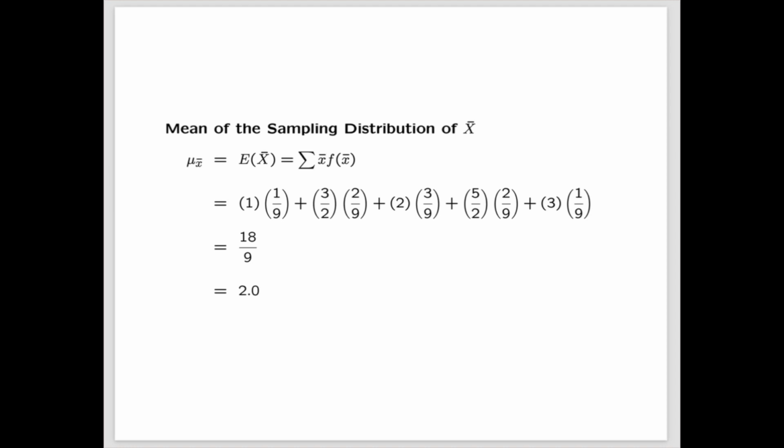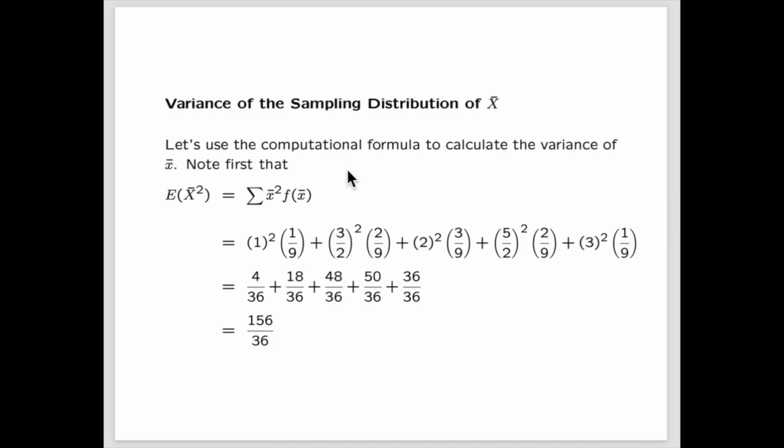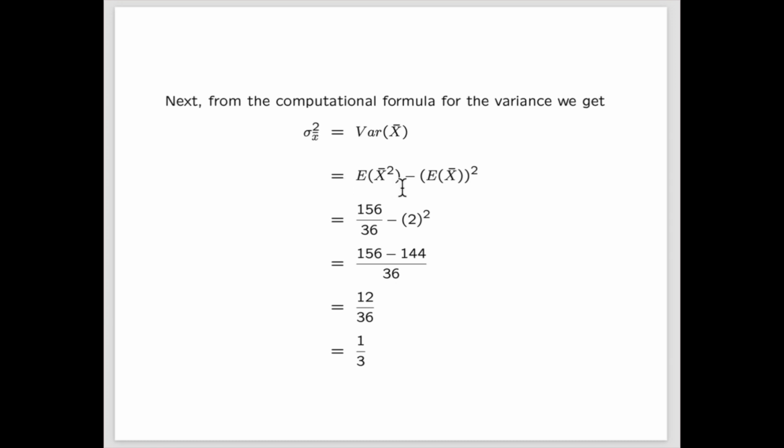All right, and then we have to calculate the variance of the sampling distribution. We used the computational formula to calculate the variance. We first had to calculate the expected value of X bar squared, and that was done using this calculation. Then, using that value and also the expected value of X bar, which we had just computed previously, we square that value and subtract it from the expected value of X bar squared. When we did that, we came up with 1/3.